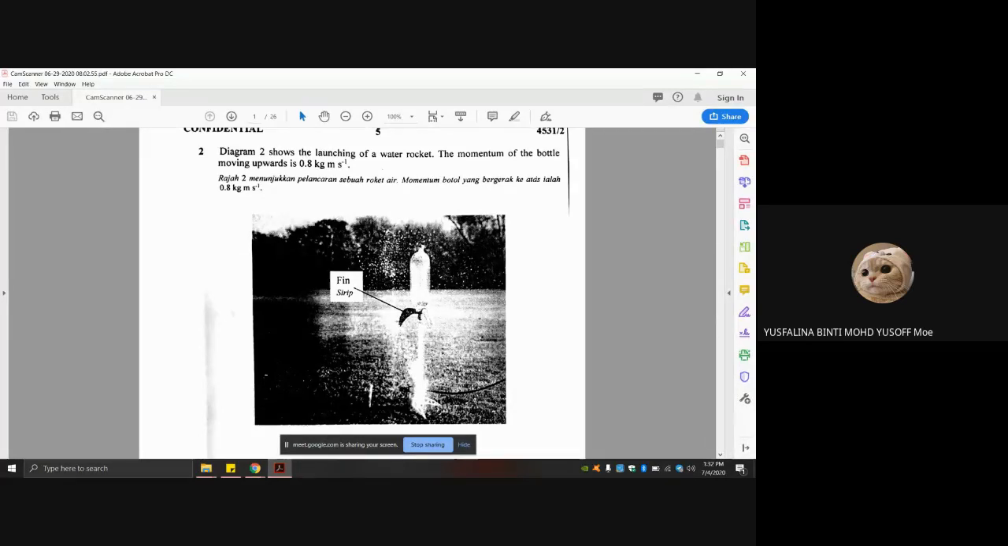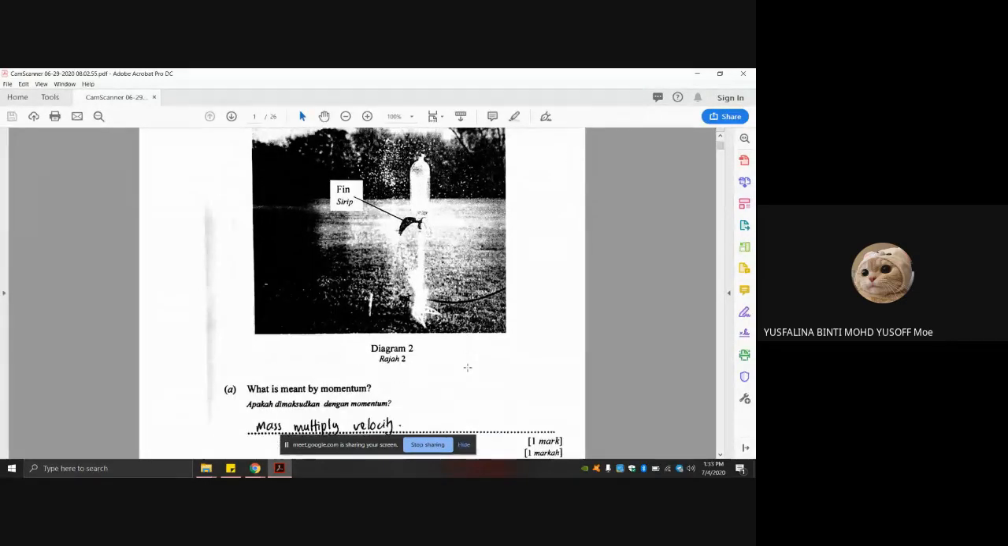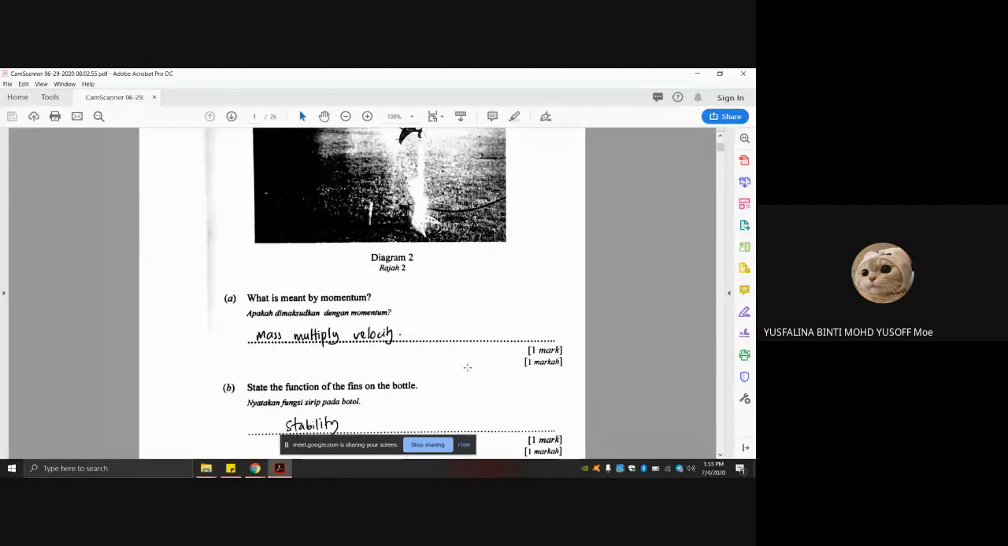Diagram 2 shows the launching of the water rocket. The momentum of the bottle moving upwards is 0.8 kg m s^-1. The first question is, what does it mean by momentum? Momentum is mass multiplied by velocity. So if you are correct, you can mark your own answer.